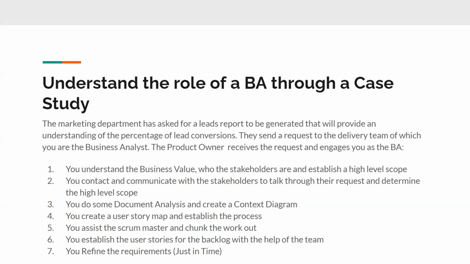Once you've established the scope, now you get into working through sometimes context diagrams. So these are once again tools that a BA should have in their toolkit. A context diagram would give you a high level understanding of the inputs and outputs in terms of systems. It will also give you an understanding about your business, right? So which business areas are involved, just so you don't lose sight of any missing pieces to the project. You create a user story map and establish the process.